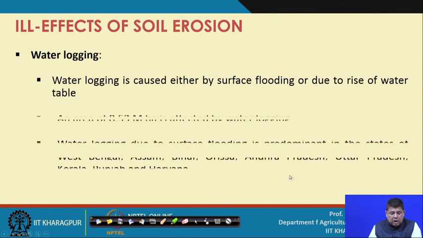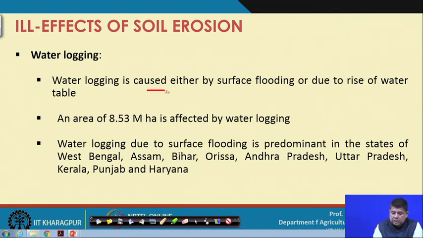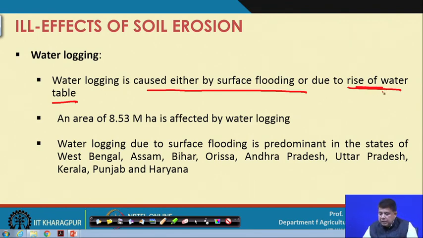If we talk about waterlogging, it is caused either by surface flooding or due to a rise of the water table. So, both possibilities are there. Surface flooding occurs if you irrigate too much and there is no drainage facility. Or if you irrigate too much and most of the water reaches the groundwater, and if there is no pumping, then the groundwater table itself will come up, and that causes waterlogging.